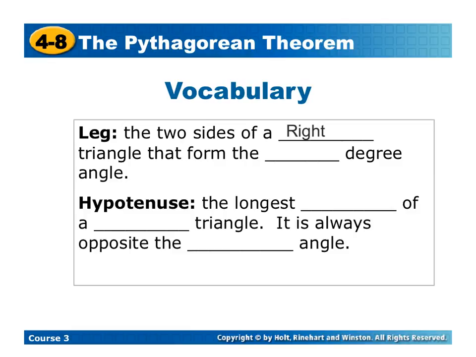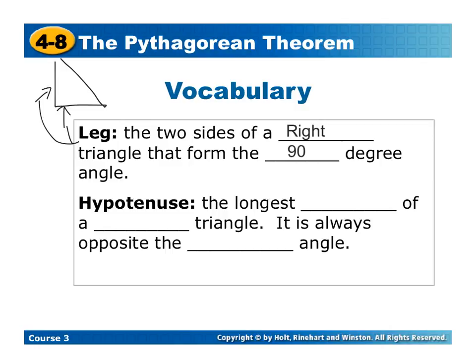that form the 90-degree angle. Okay, so that's two of them. So if this is my triangle, these would both be legs.